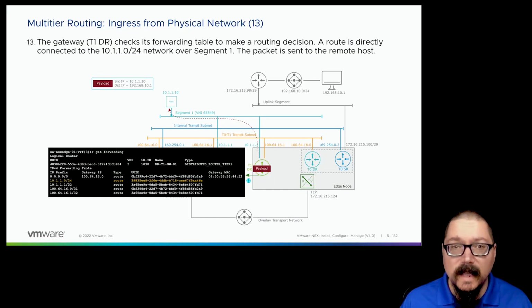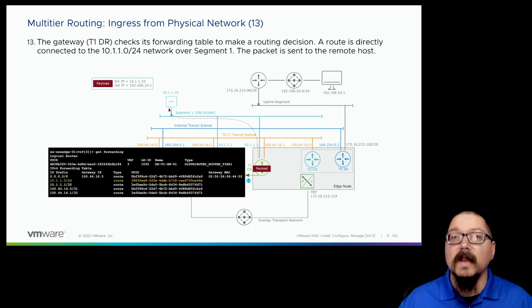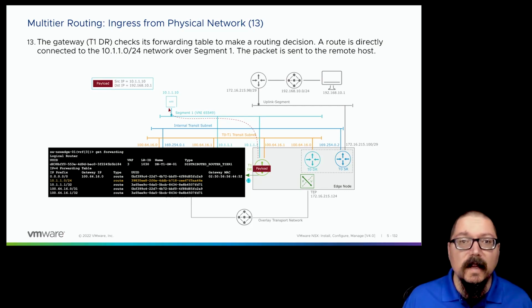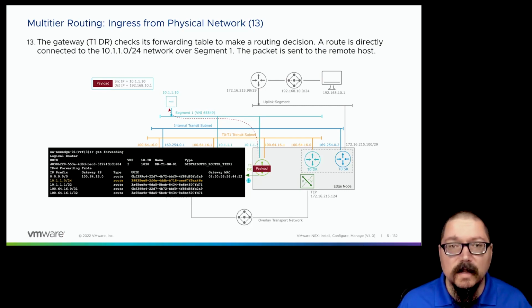The tier 1 gateway looks at its forwarding table and says, I am connected. I have a connected interface on the 10.1.1 subnet. So what do I need to do? I need to forward that packet out onto that segment as a layer 2 frame. So I need to put layer 2 headers on, and I forward on to the destination segment, the destination logical switch from the edge node. Because remember, the edge node is an active transport node. All of my logical switches are available on that edge transport node just as well as anything else.